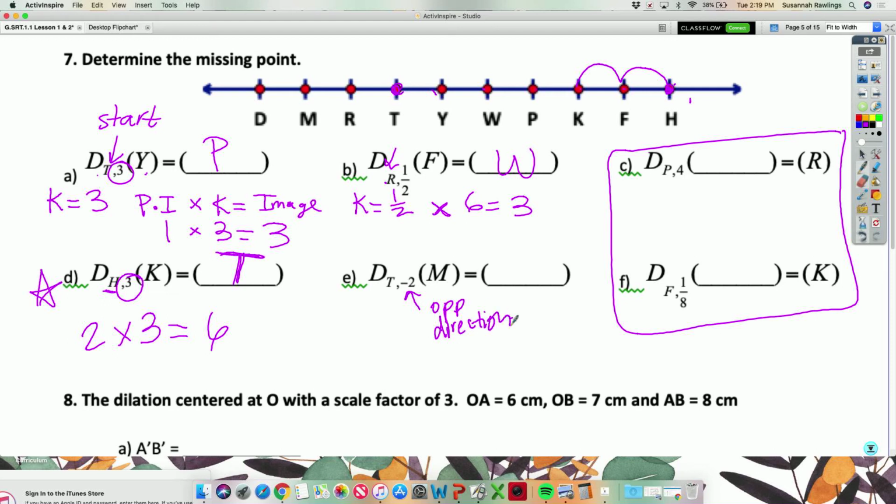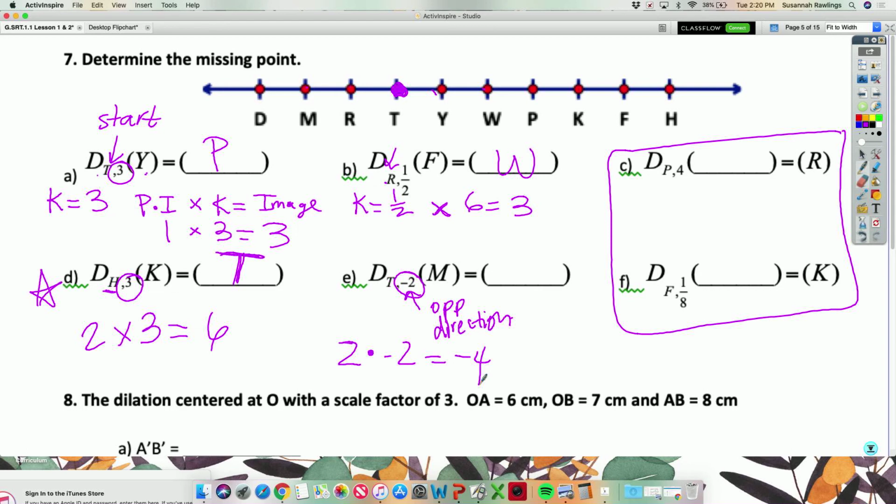So we do the same exact process. So where's my starting point here? T. Where do I need to count to? M. So I went 2 to the left there. So I do the same thing. I take my scale factor, I take my pre-image, I multiply it by the scale factor. So 2 times negative 2 is negative 4.